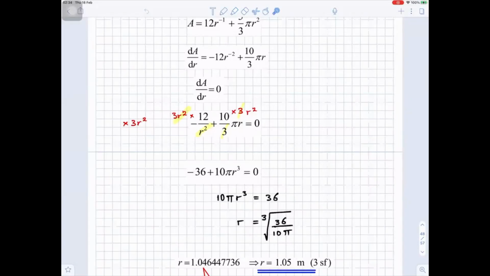So what you want to do is divide by 10 pi and find the cube root. So the cube root of 36 over 10 pi will give you 1.046, and the radius would be 1.05.